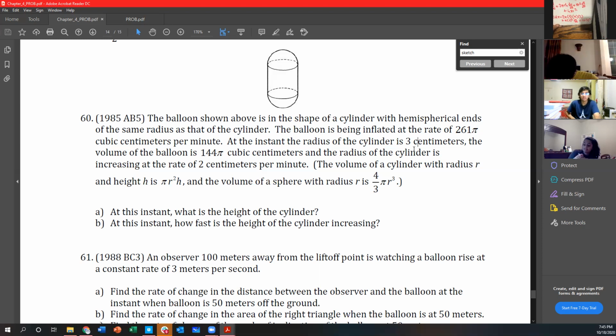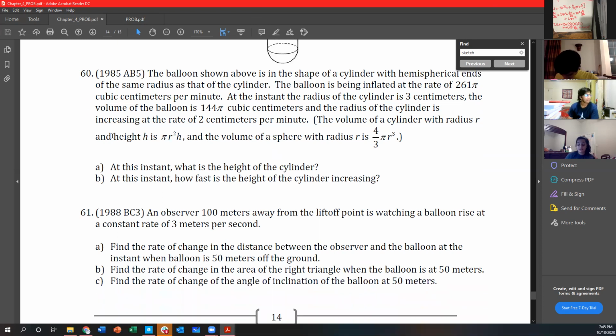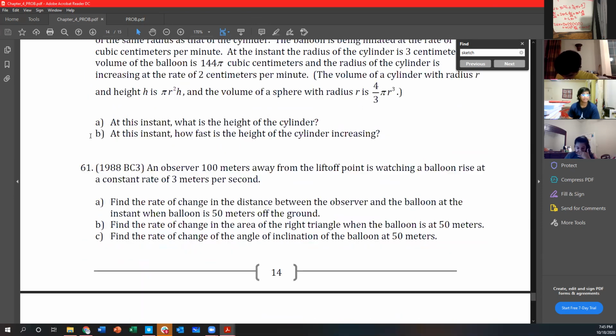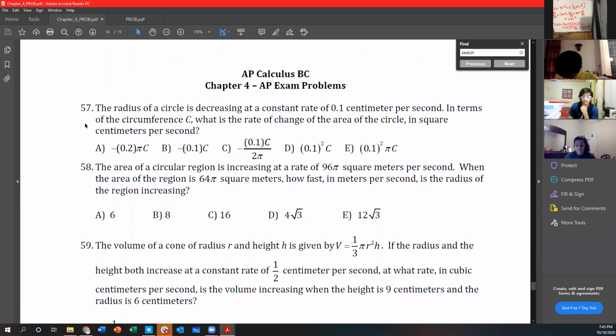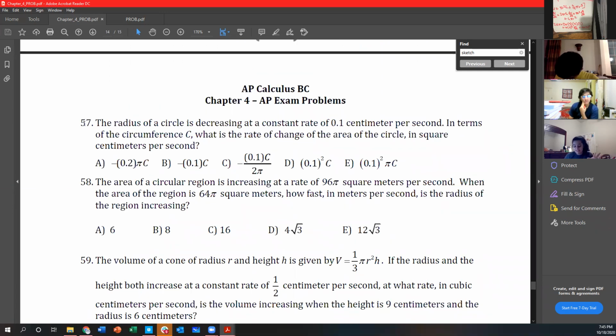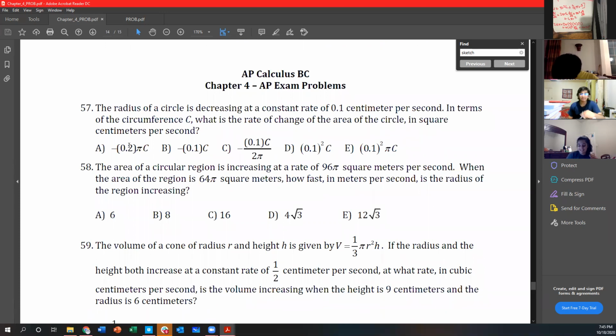Wow, this is kind of lengthy. It is lengthy. But yeah, there's a lot of room for error, I think. Once we got to where it's dV/dt equals, once we got there, I got how to do it. It's just setting up the formula, that's it.